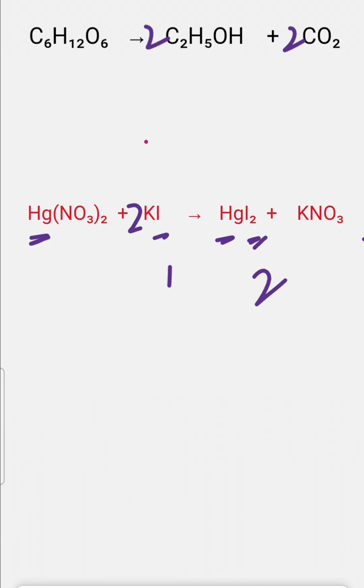Next what do we have to do? Potassium. Potassium is not balanced here. So we will put 2 here. Potassium is also balanced. Automatically nitrogen is balanced, because here 2 ones are 2. Here 2 ones are 2. Here oxygen is also automatically balanced. 2 threes are 6. Here 2 threes are 6.